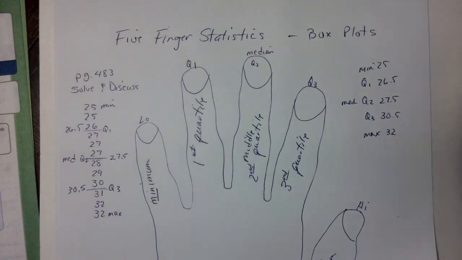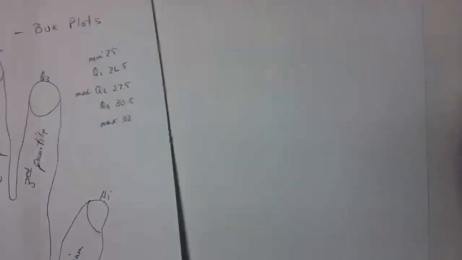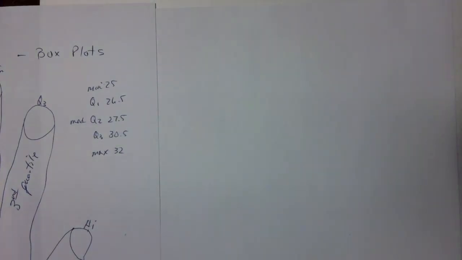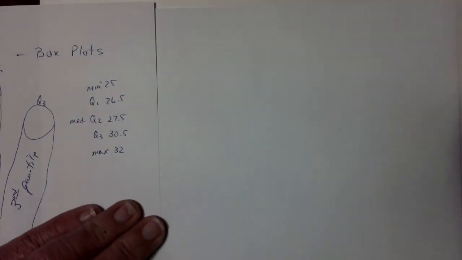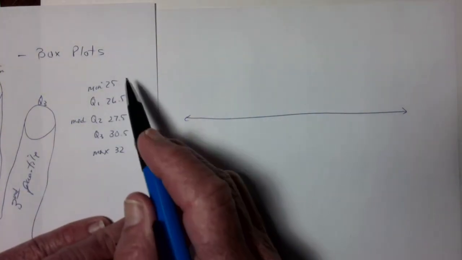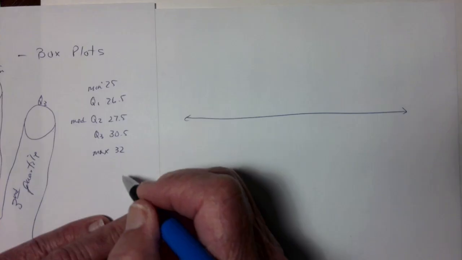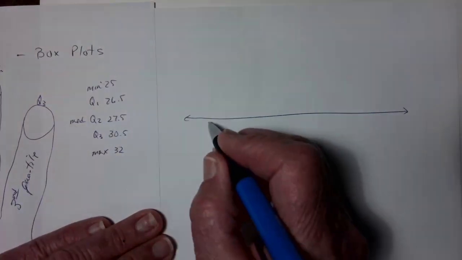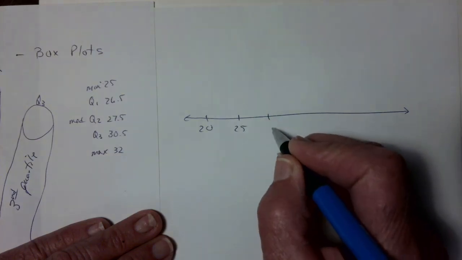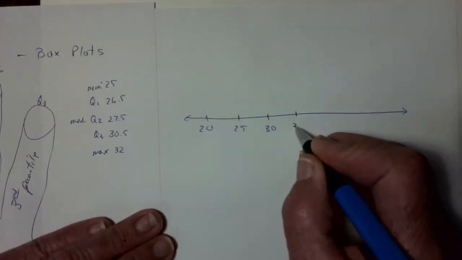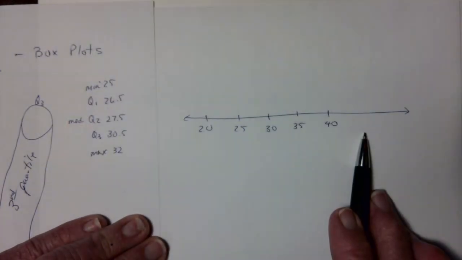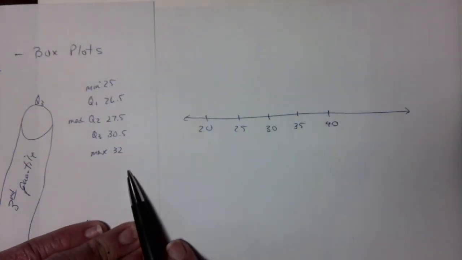Okay, now I'm going to show you where we're headed today. I'm going to move that right over there, and I'm going to use this information to draw a box plot. Well, I need a number line that goes from about 20 to 35 or 40. Let's go 20, 25, 30, 35, 40. I need equal increments. I need it to cover all these numbers.